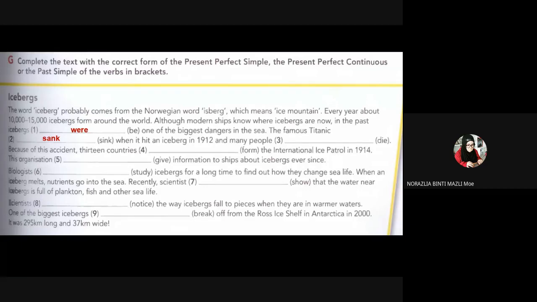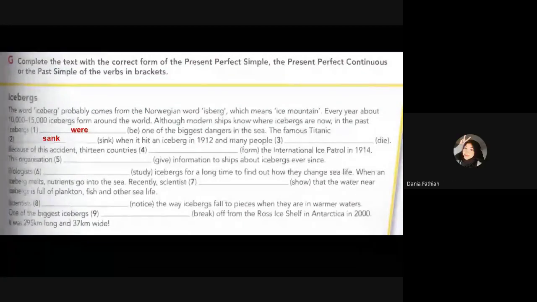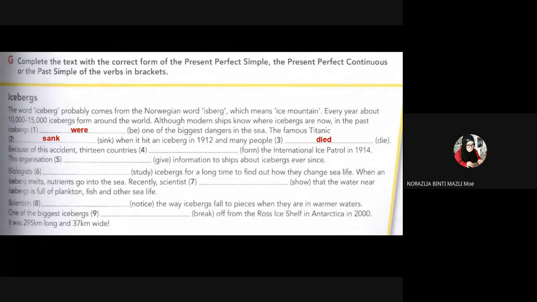Okay. So the famous Titanic sank when it hit an iceberg in 1912 and many people died. Very good. Died. Dia pakai yang sama. Okay, because of this accident, 13 countries formed the International Ice Patrol in 1914. Ingat, dia bagi masa dah. So kita kata apa? Dia dah bagi spesifik ni. In 1914.